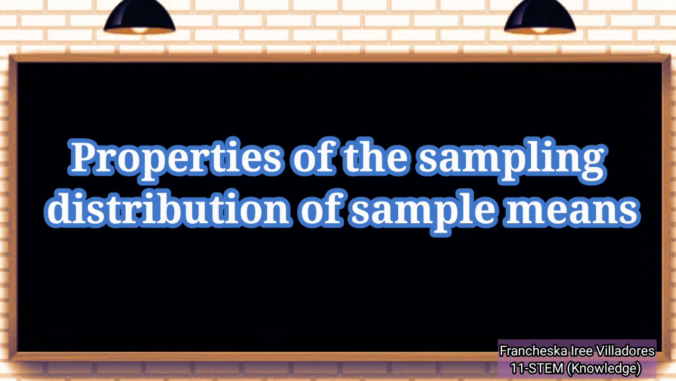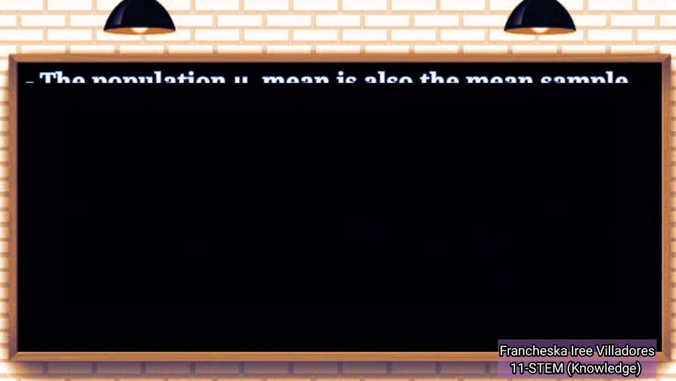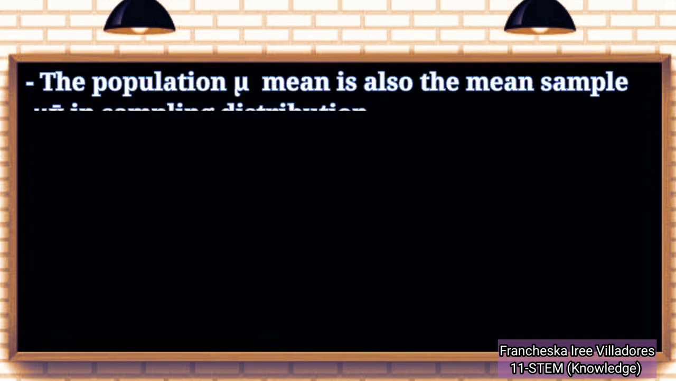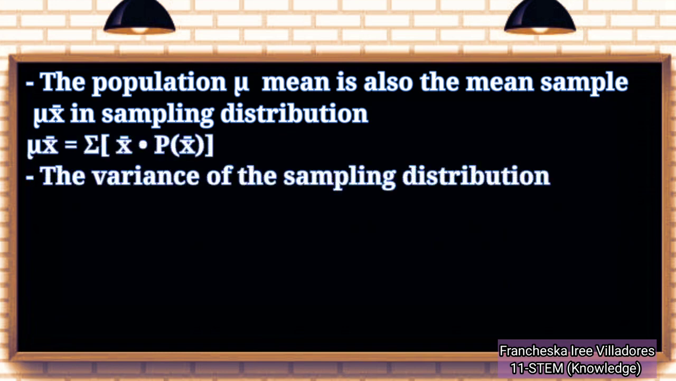Before we proceed sa example, alamin muna natin ang properties of the sampling distribution of sample means. To compute the population mean is also the mean sample in sampling distribution from the population using this formula, the summation of population mean times the corresponding probability.